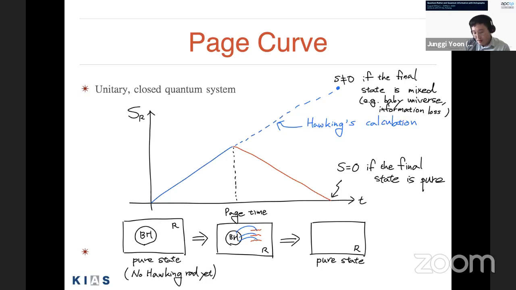Then whatever the intermediate state, the final state where there is no black hole should be in a pure state. In a pure state, the entanglement entropy should be zero. So at some point, the entanglement entropy should start to decrease. This time we call the Page time. This is a short summary of the black hole information paradox.